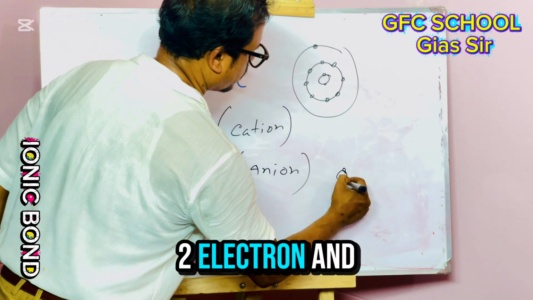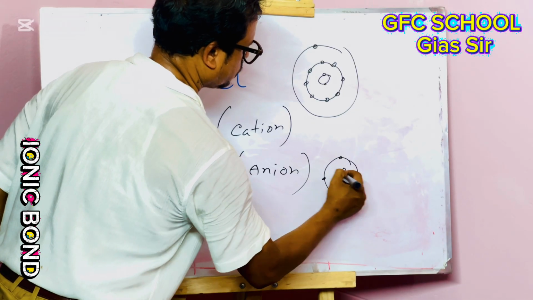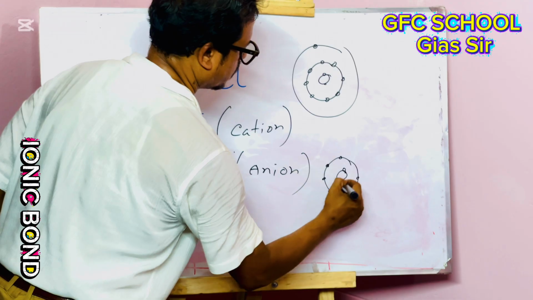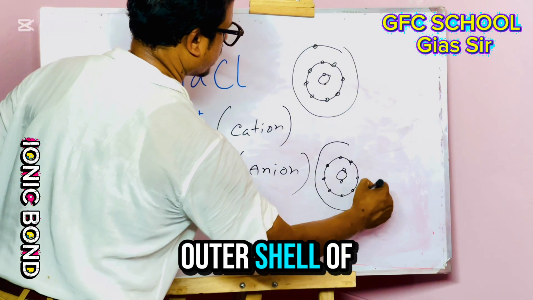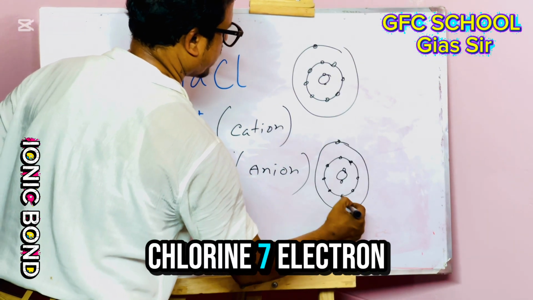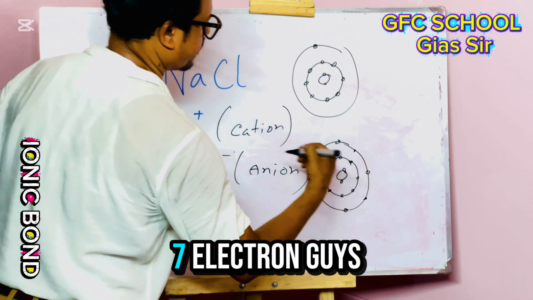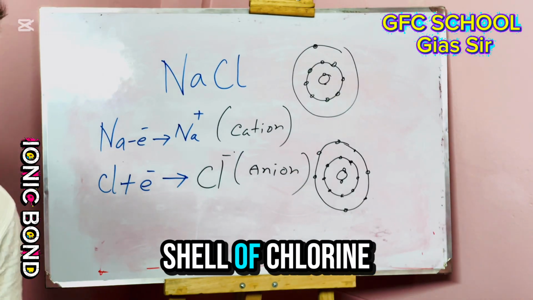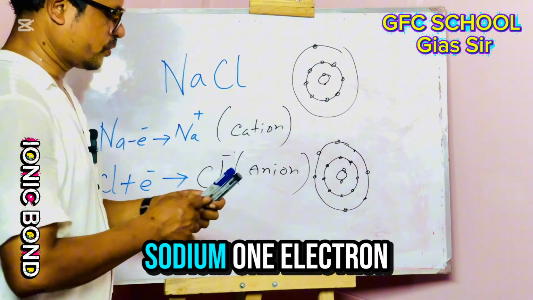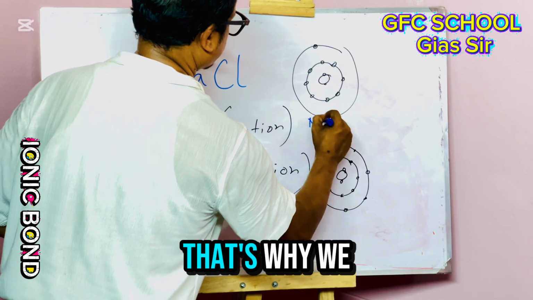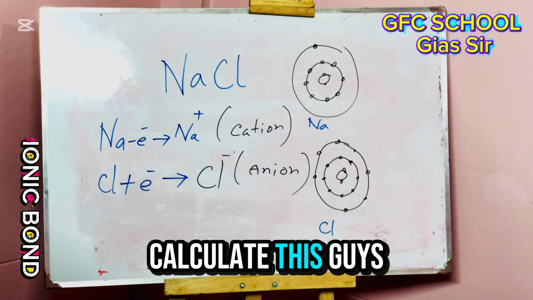And chlorine, do you know the electronic configuration of chlorine? Chlorine has 2 electrons, then 8 electrons in the second orbit, and finally the outer shell of chlorine has 7 electrons. In the outer shell of chlorine, 7 electrons, and in the outer shell of sodium, 1 electron. How can we calculate this, guys?